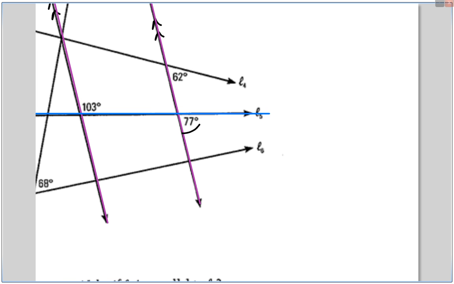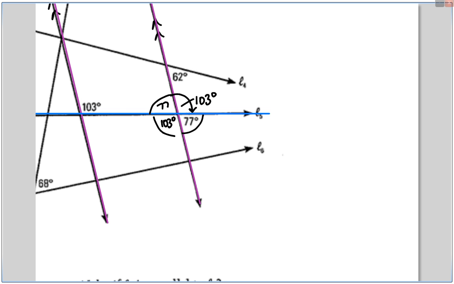So if this is 77, this is 77. Vertically opposite angles are equal. And from here to here is a supplement. So 180 take away 77 is 103. Vertically opposite, so this is 103. So you have a full circle there. 103 plus 77 plus 103 plus 77 is 360 degrees.